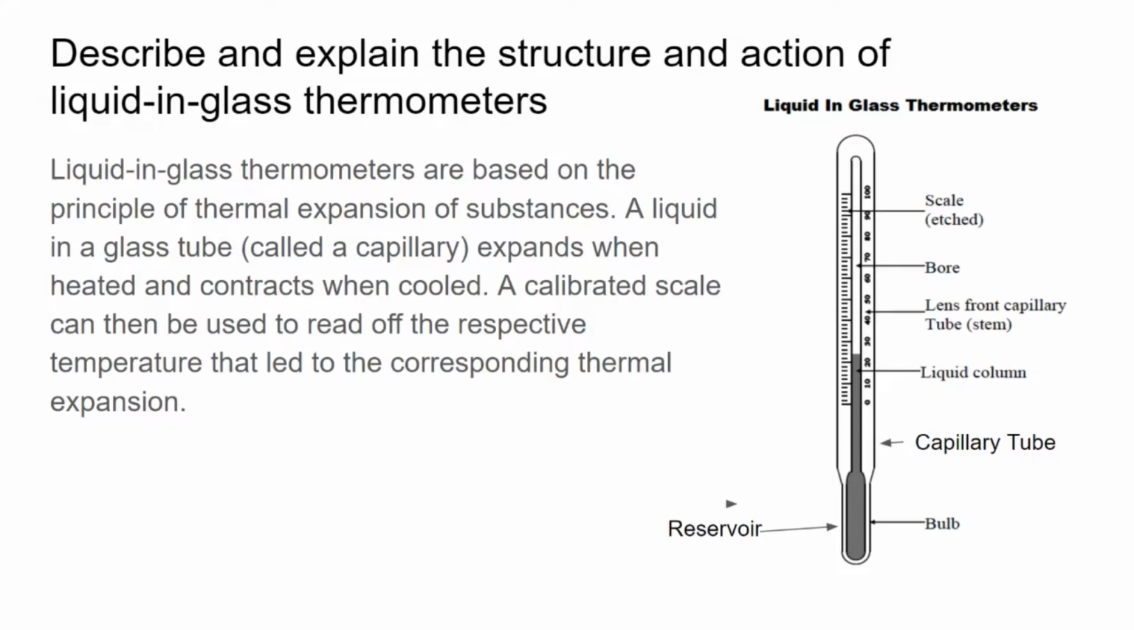So these are the parts of the thermometer: the bulb or reservoir, the liquid, the glass protecting and holding the reservoir, the capillary tube right over there, the liquid, and the scale.